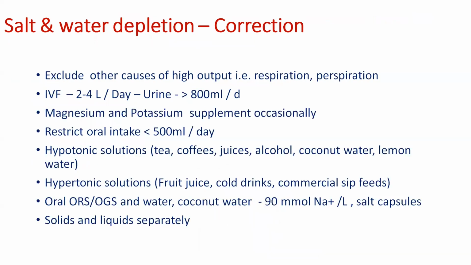Salt and water depletion correction includes other causes of high output. Along with the high fistula output, we should consider the weather, whether the patient is at home or in the ward, the respiration and perspiration, especially if it is summer. So we should tell our patient that the fistula output is this much, so according to your daily requirement you have to maintain 500 or 800 ml, plus you have to take 200 ml more in sips.